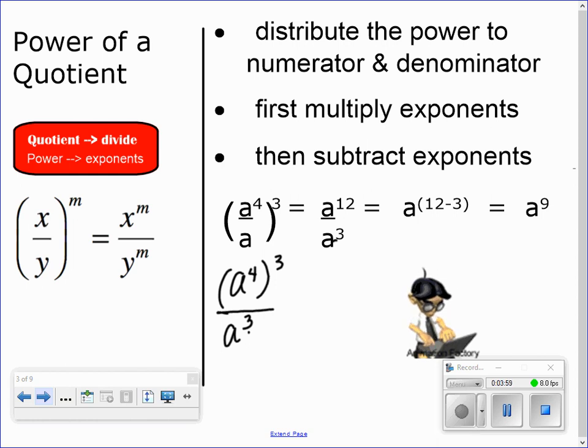Now we have a quotient of powers, and we can simplify this. Again, same base, so we subtract the exponents. 12 minus 3 gives me 9. And so the simplified expression here would be a to the 9th power. So anytime we have a power of a quotient, we're going to distribute that power to the numerator and the denominator first. We'll multiply those exponents that need to be multiplied, and then we'll subtract and do the quotient of powers if necessary.